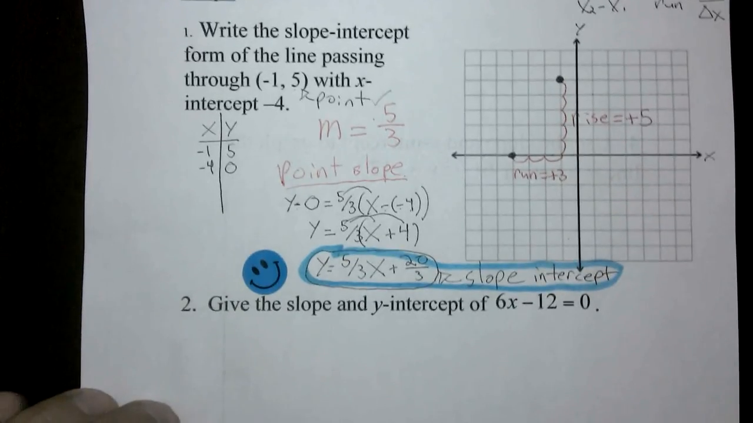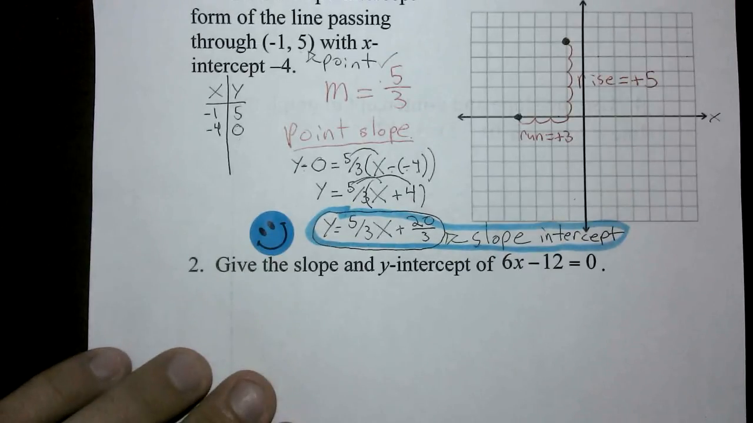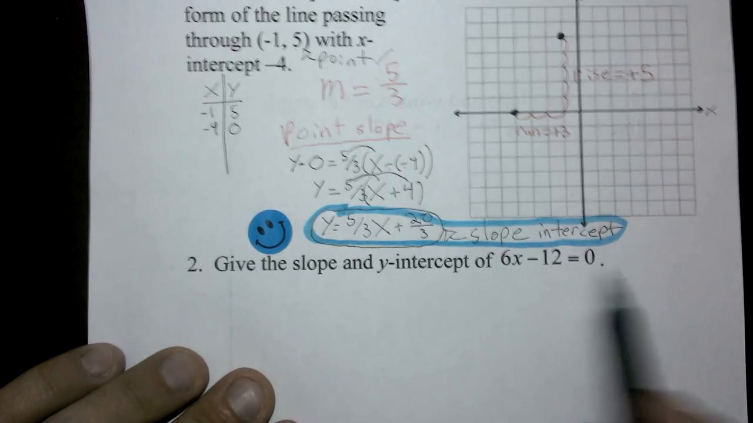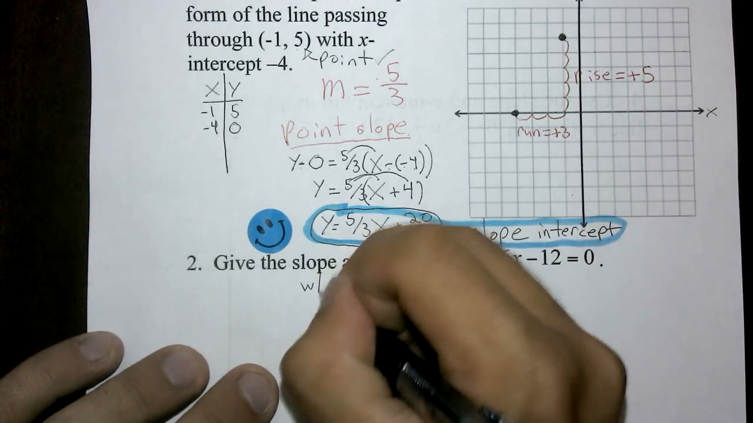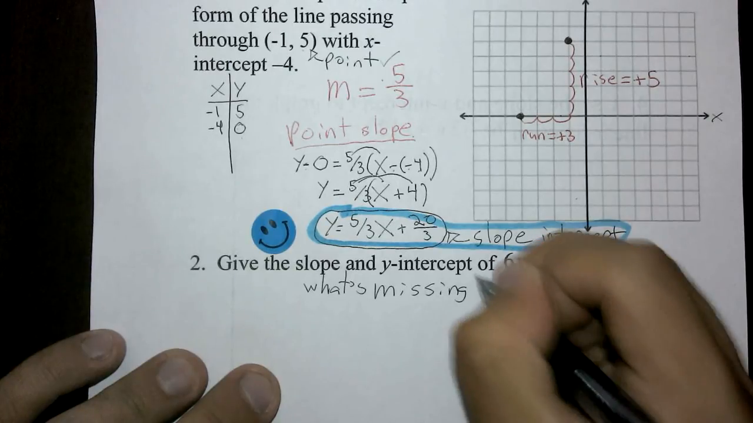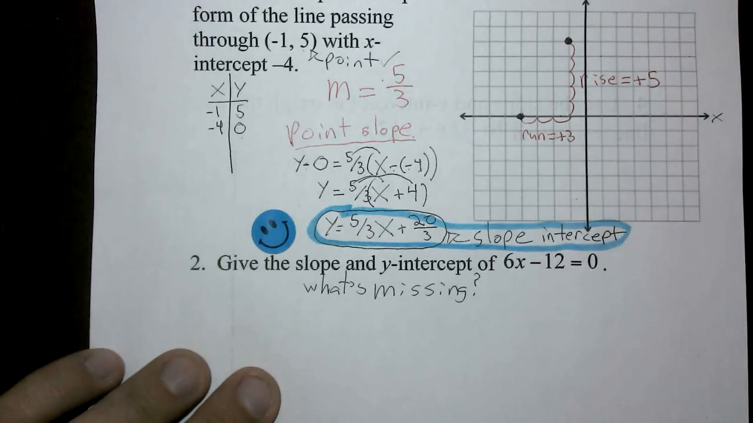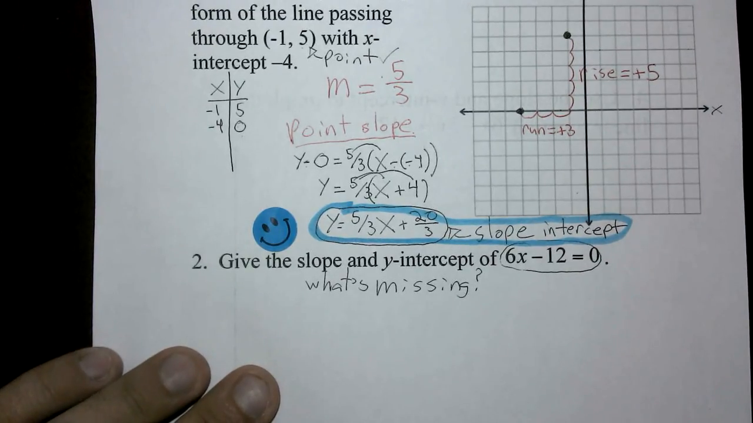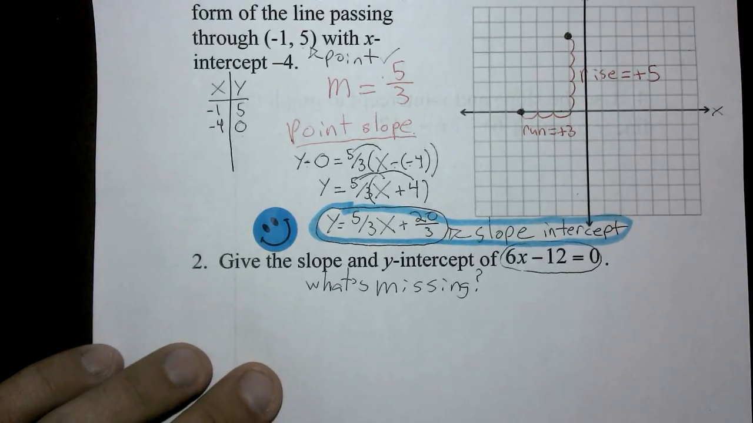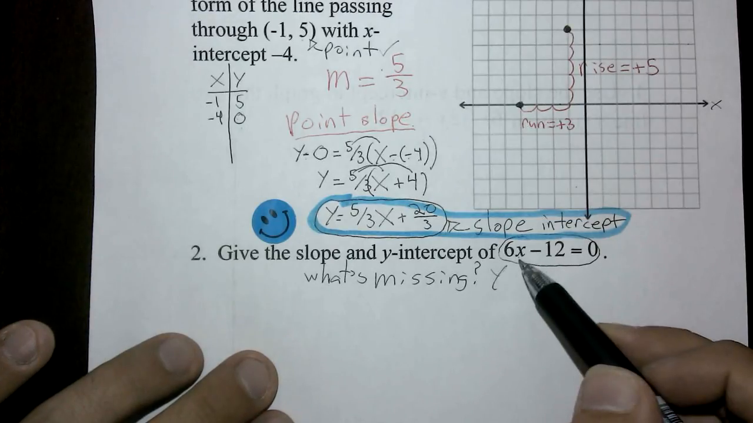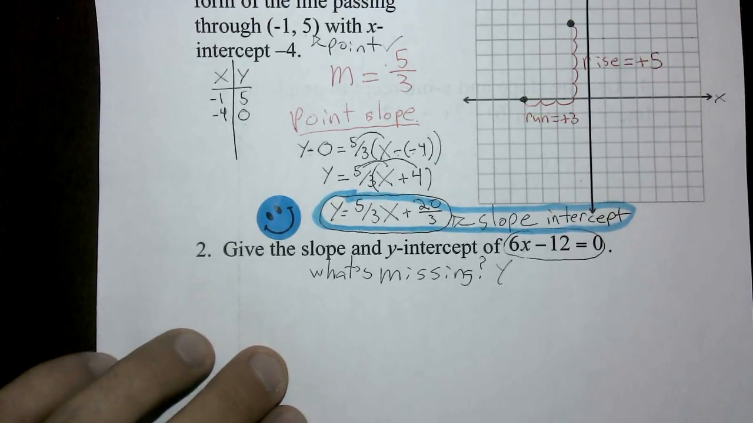With the next problem, we're being asked to give the slope and the y-intercept of 6x minus 12. You might want to take this time now to look at this equation and think, what's missing? So what's missing from this equation here? Well, we know we have an x. We don't have a y term. So y is missing. With that being said, we could still try to take this further. This looks like something we could solve.